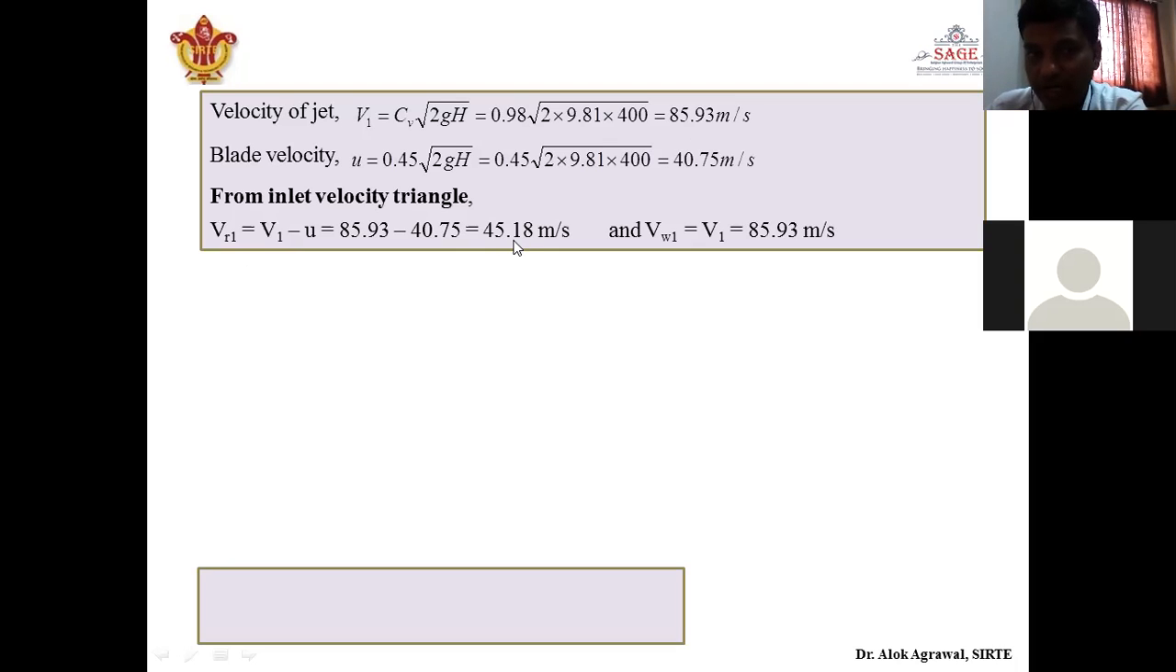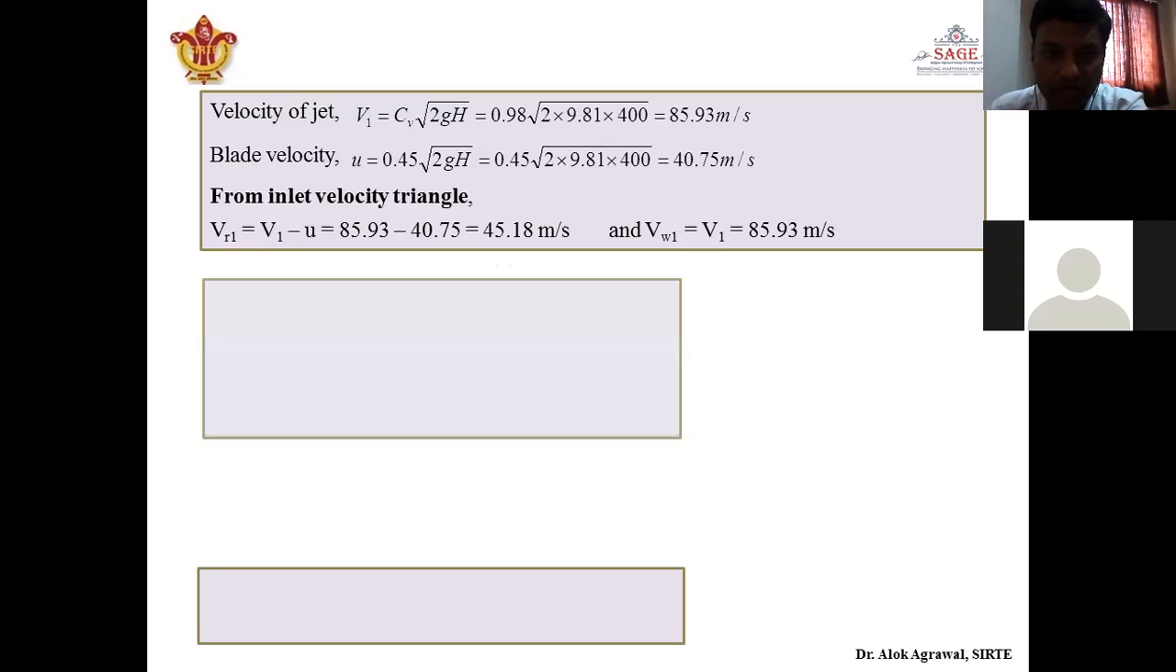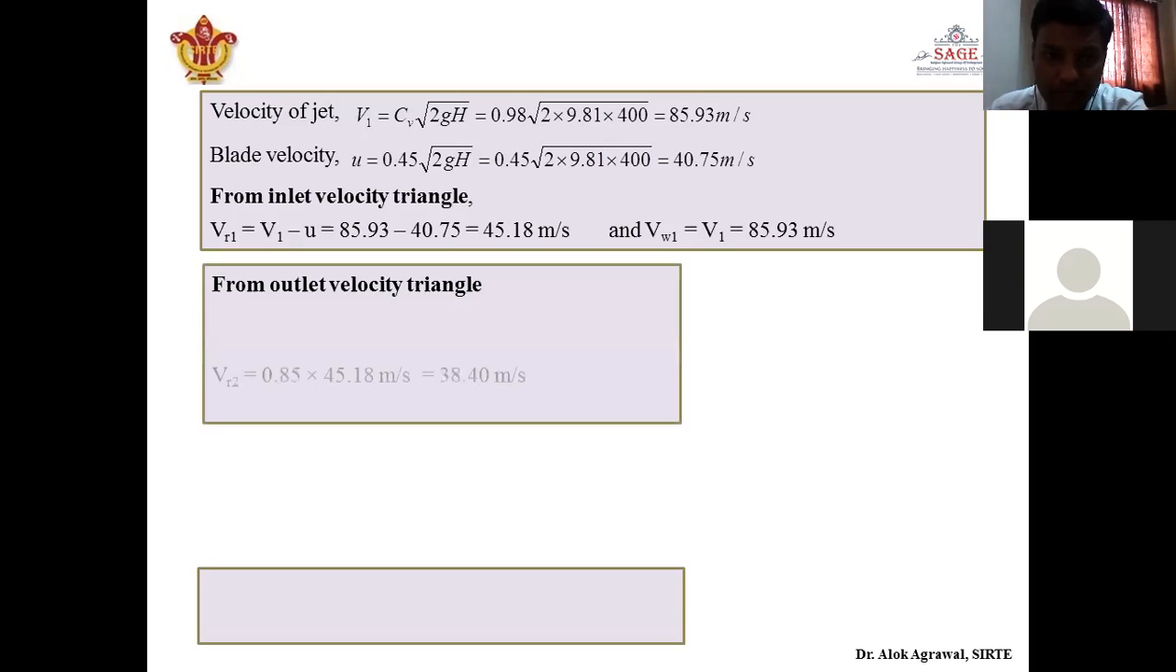So from the inlet velocity triangle, two values are required that we have already got. Now we have to move to the outlet velocity triangle. From the outlet velocity triangle, first we have to calculate VR2. A relation is given that VR2 is equal to 0.85 times VR1. So VR2 we can get easily, that is 0.85 multiplied by 45.18, which gives 38.40.